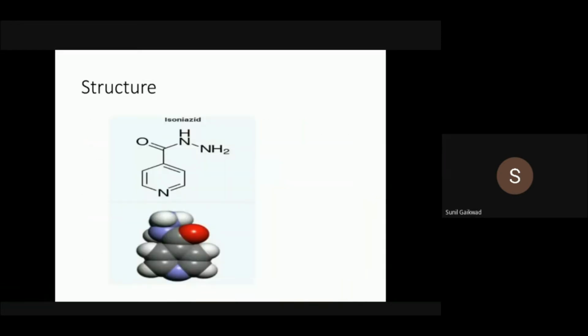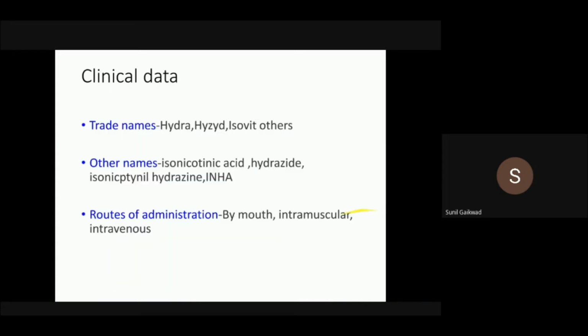So here is the structure of isoniazid. We can see here there is a pyridine group attached to it. Let's see some clinical data about it. Trade names which are given: Hydra, Hyzide, and Isovate. Some other names of isoniazid are isonicotinic acid hydrazide, isonicotinyl hydrazine, and INH. Routes of administration: we can take it by mouth, and also by intramuscular and intravenous routes.